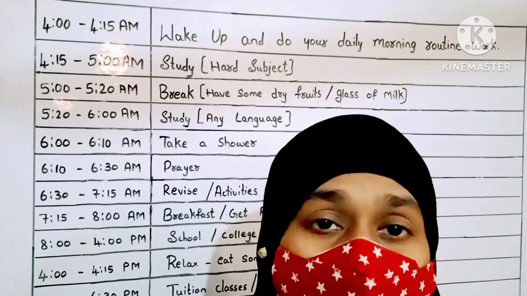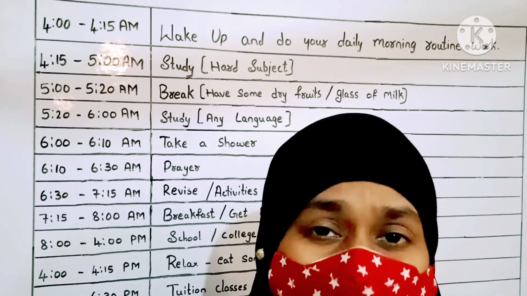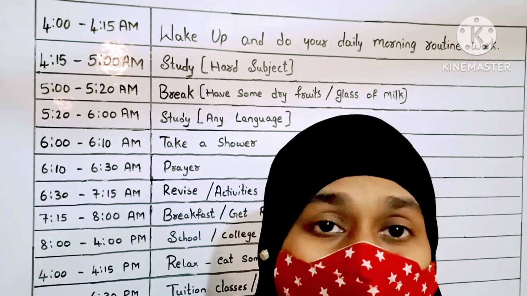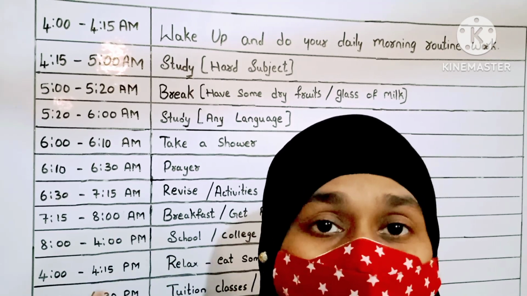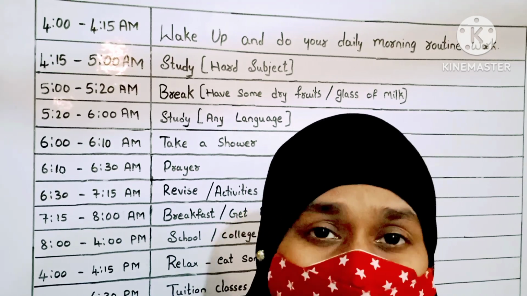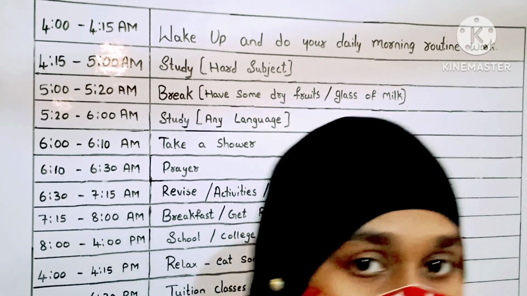The 3 steps while learning: don't shout. Your voice must be slow, and write it down and imagine so that you are able to remember easily. Okay, these 3 steps you have to follow while studying.